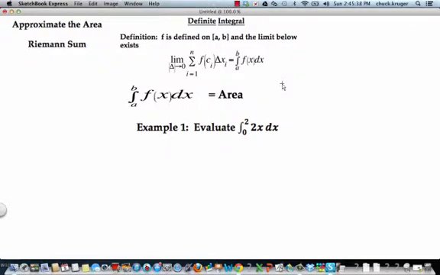Hi, this is the beginning of the chapter 4.3 notes, and it's on Riemann sums.